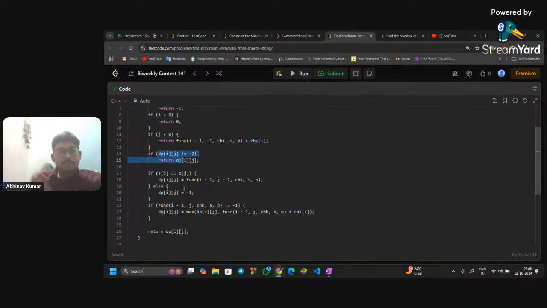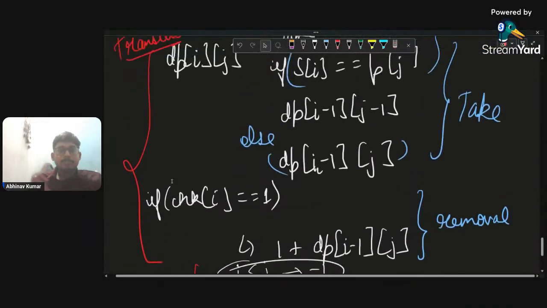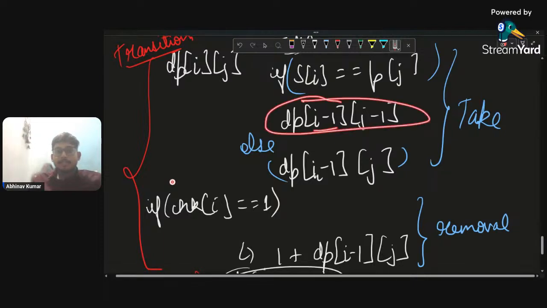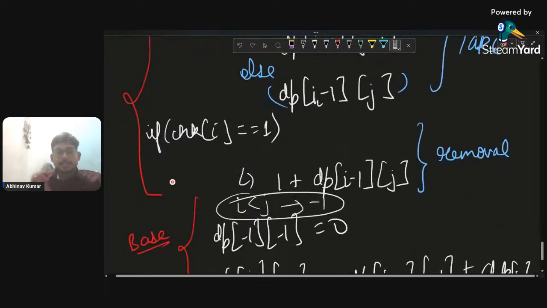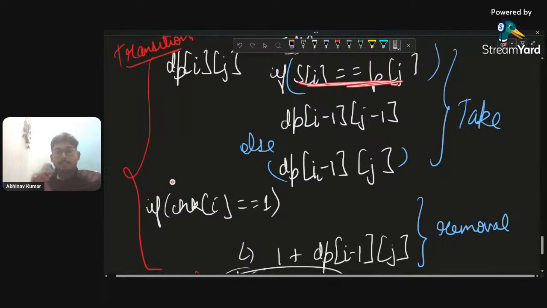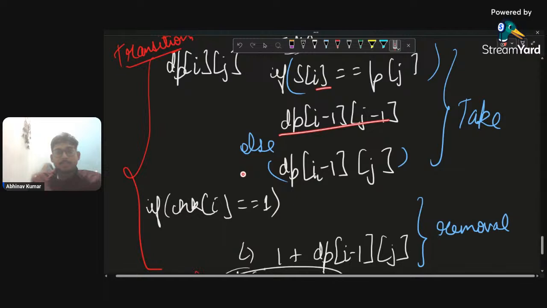I did the memoization, then I have to write the transition. For the transition part, we had to take two cases. If s[i] is equal to p[j], what would happen? For the take case, we take dp[i-1][j-1], and for the removal case, it's the same for both. So if s[i] is equal to p[j], we take func of i-1, j-1, basically dp[i-1][j-1].